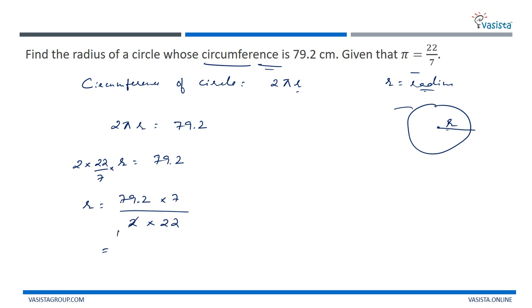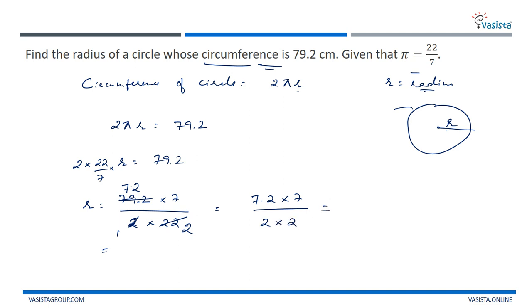Here what happens? 11 sevens are 77, okay. So what I can do is go with 11 twos are 22. Then 11 sevens are 77, then 2 remainder, and this will become 7.2. See what happens here: 7.2 into 7, divided by 2 into 2.